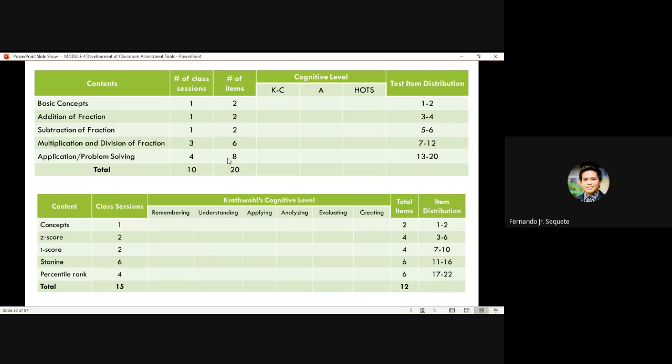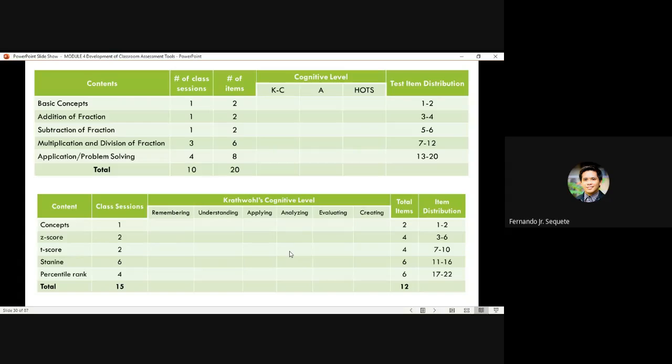Okay? And then for the next table here, sa lahat ng contents dito, ang may pinakamataas na class sessions is your stanine, no? And then ang total items, it is expected na 6. Sir, bakit po may 6 dito? It's okay. As long as kung sino yung may pinakamataas na number, siya din yung may pinakamataas na total number of items.